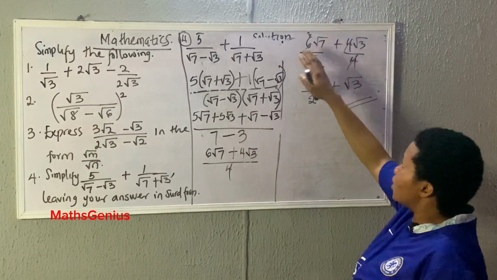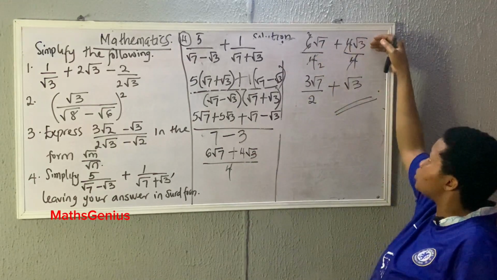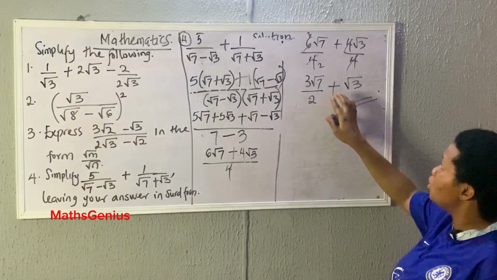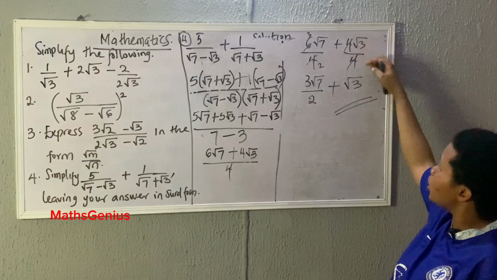So by splitting, we have 6 root 7 over 4 plus 4 root 3 over 4. 2 here 2, 2 here 3. That will give us 3 root 7 over 2 plus, 4 cancels 4. So we have root 3.